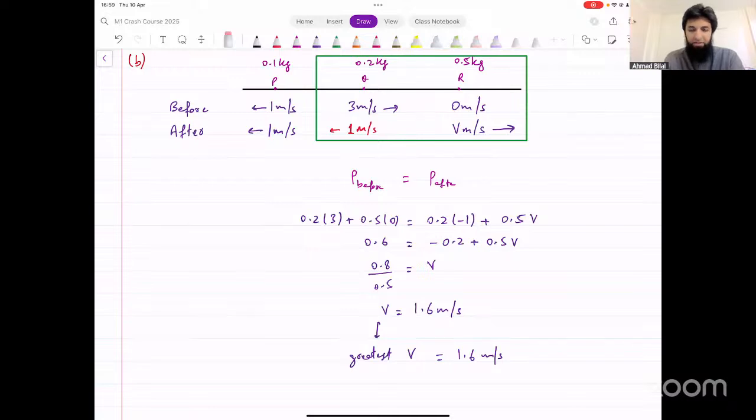Yeah, so the question doesn't mention anything like that. So we don't consider them a single object. They're still separate objects. So no, they're not considered one object.